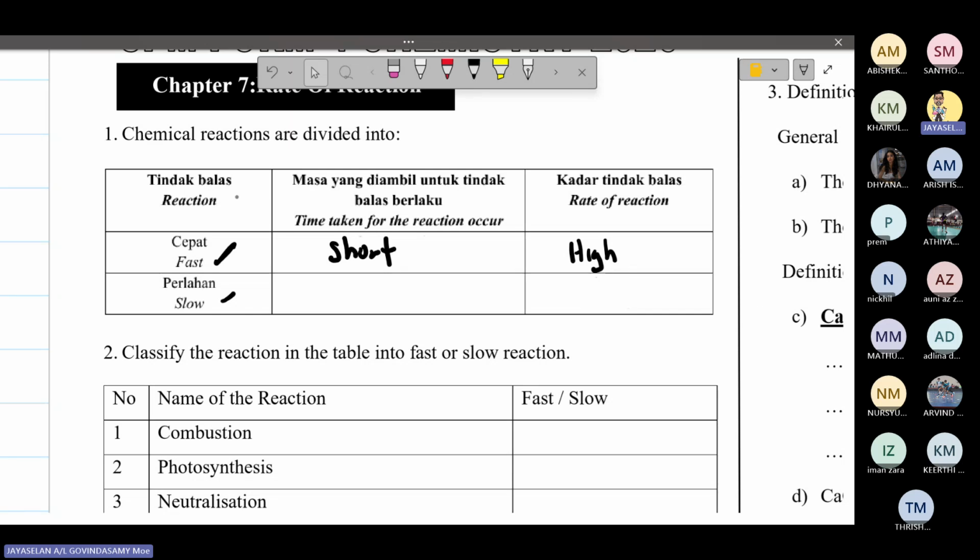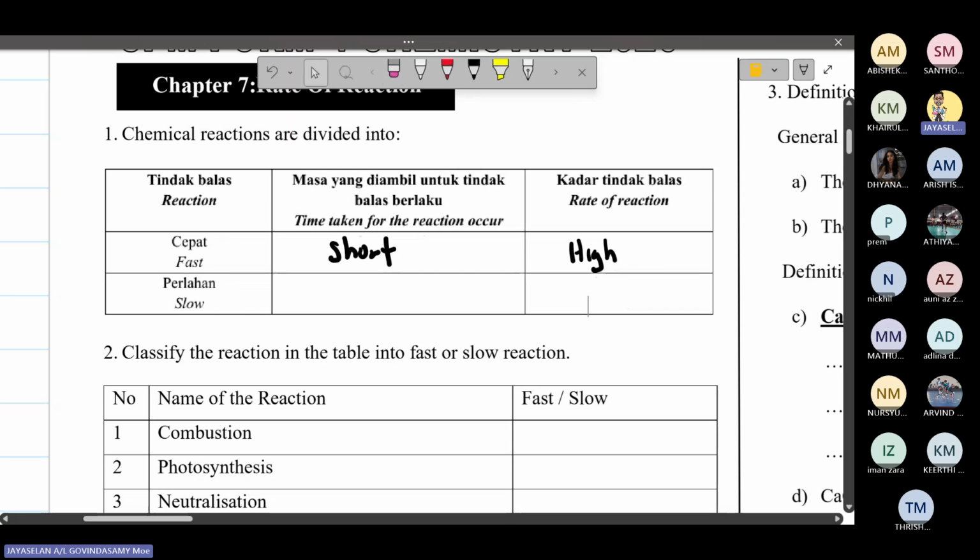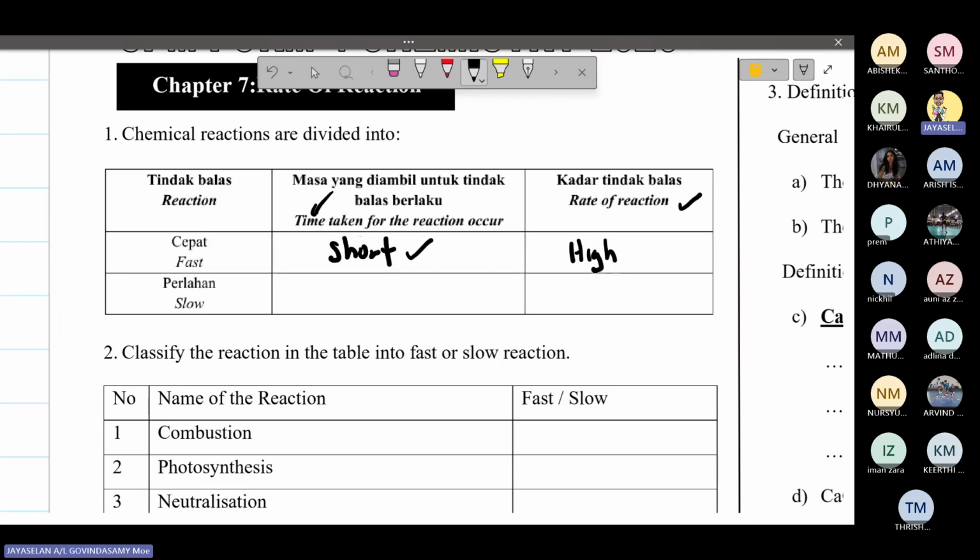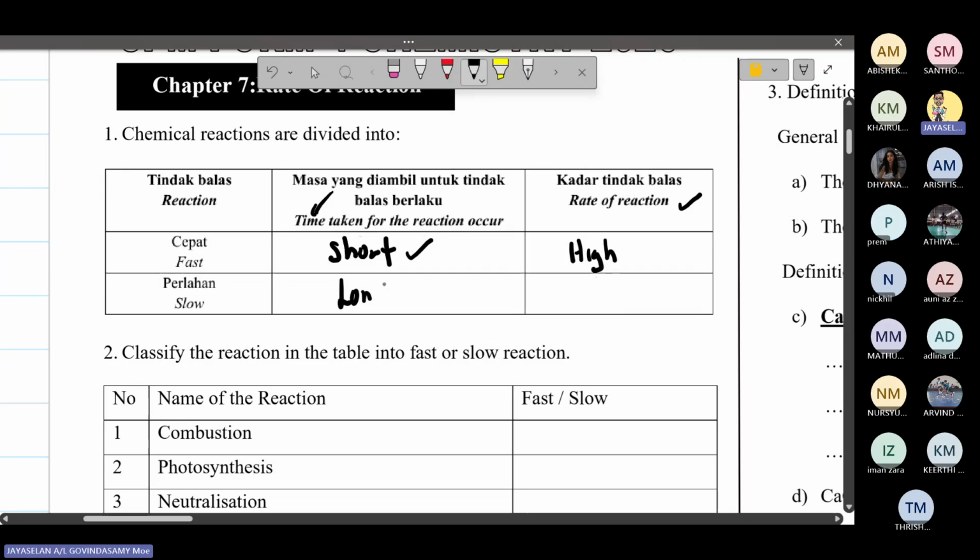Okay, we continue. Okay, so we check this one. If it is a fast reaction, the time taken you should put shorter. Rate of reaction you should put higher. If it is a slow reaction, you should put what? The time taken will be longer, panjang. Or you can put long. And the rate of reaction you should put low.